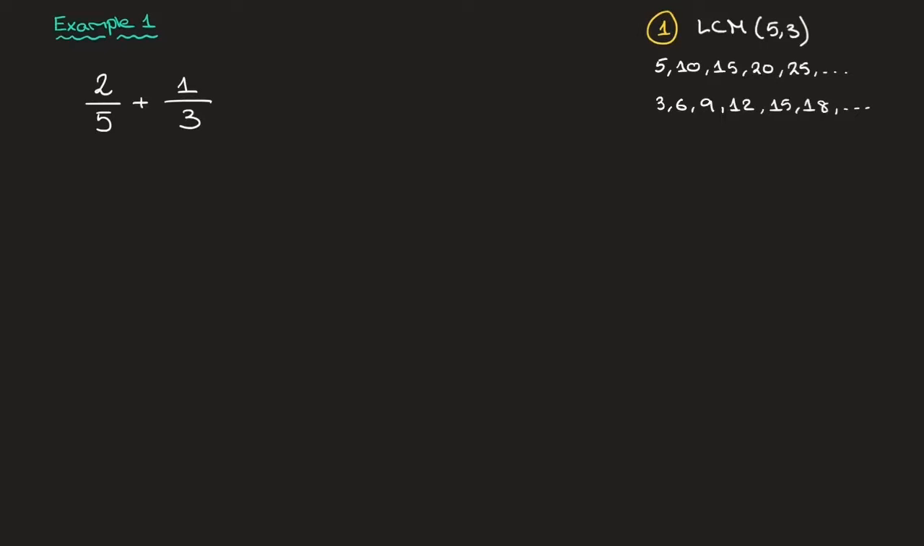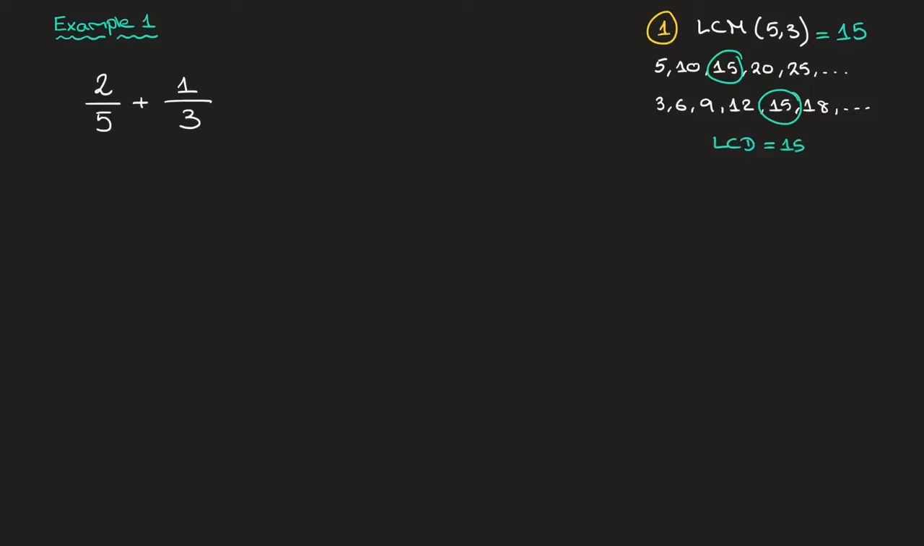Now, looking at these two lists of numbers, it doesn't take us long to see that the smallest number that they have in common is 15. And so 15 is the least common multiple of 5 and 3. Now, since 5 and 3 are the denominators of these two fractions, we say that 15 is the least common denominator. And in fact, we could write LCD, as in least common denominator, equals 15.